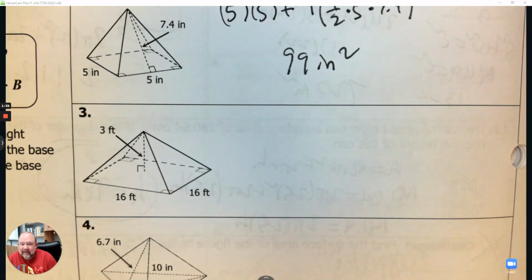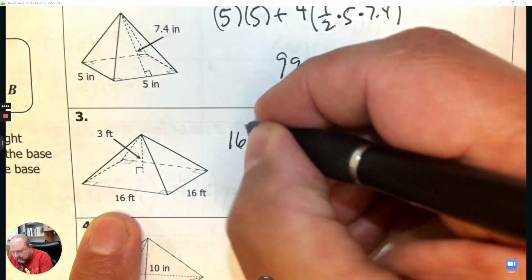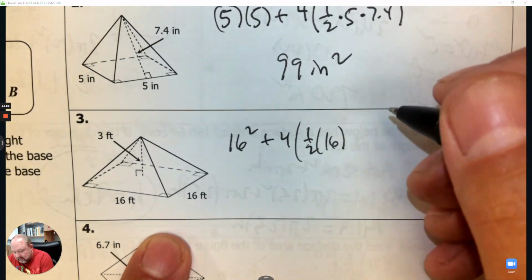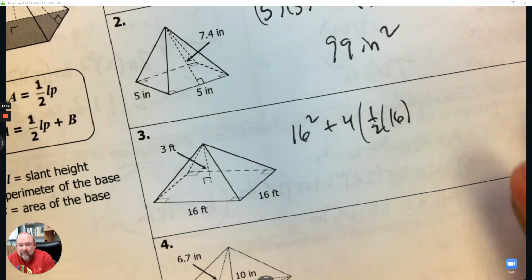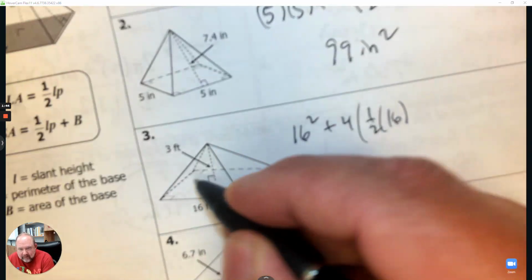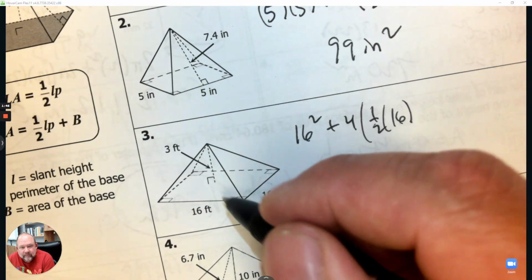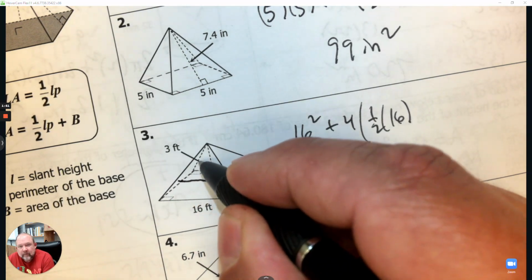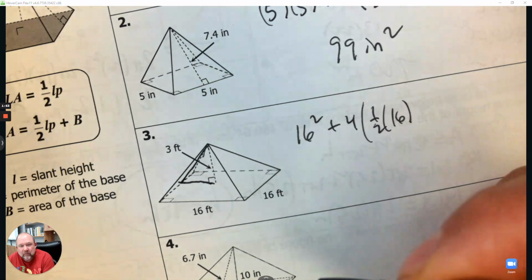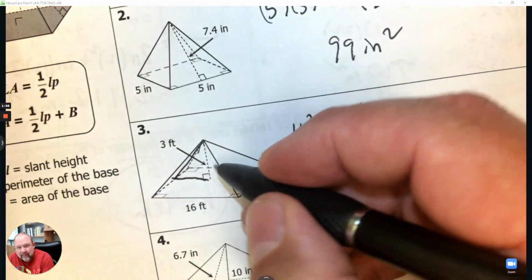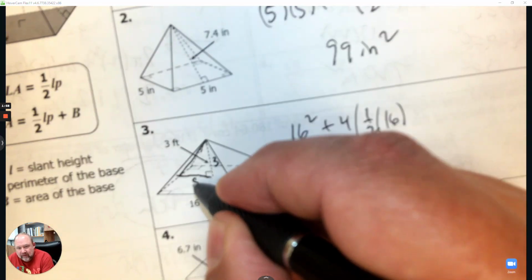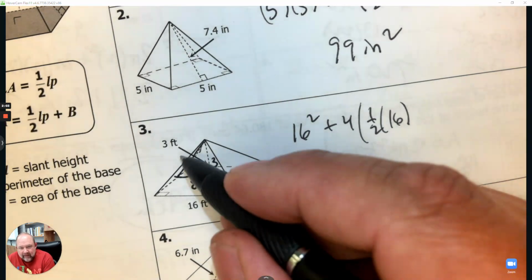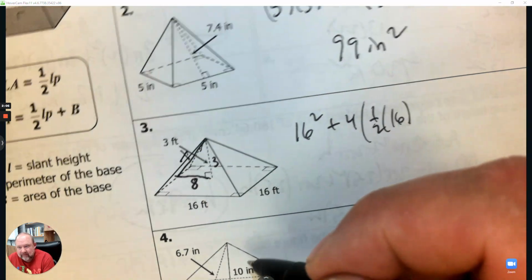Number 3, again a square base. And then the triangles, there's 4 of them, and it's half the base times the height. Now, this height is the height of the pyramid right here. What we want is the other height. It makes a right triangle. So this is 3. This here is 8 because it's halfway there. And then I need to find the actual height of that.